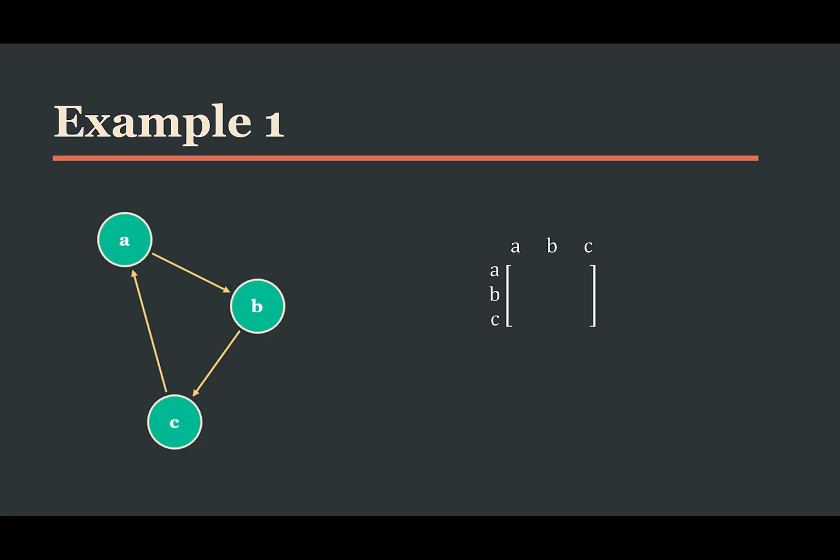We'll start small with only 3 vertices, A, B, and C. Start by noticing that we have 3 directed edges. That means we're going to have 3 1s in our matrix. We have an arrow from A to B, which says we put a 1 in row A, column B. Then we have an arrow from B to C, so in row B, column C, we put a 1. Our last arrow goes from C to A, so in row C, column A, we put our last 1. Then we put zeros for the remaining entries in the matrix.